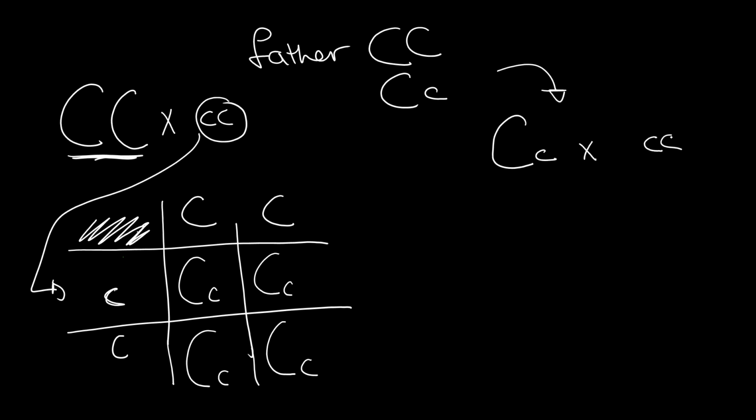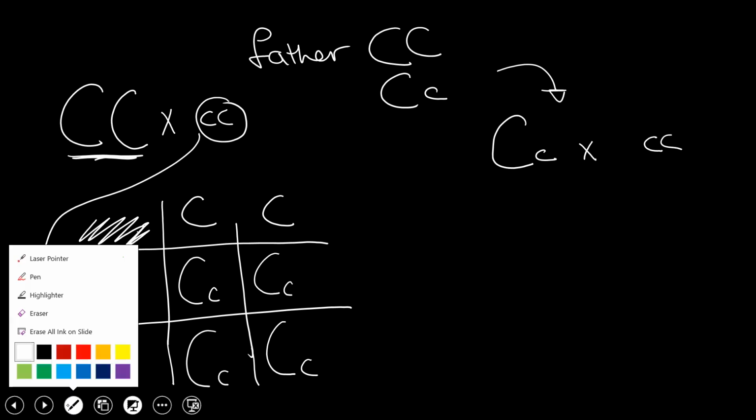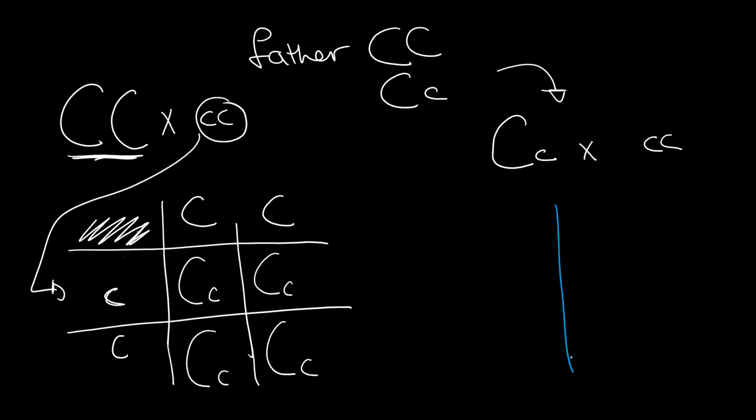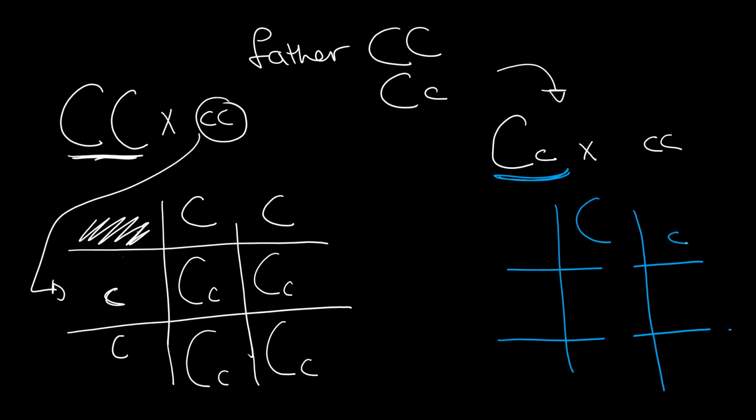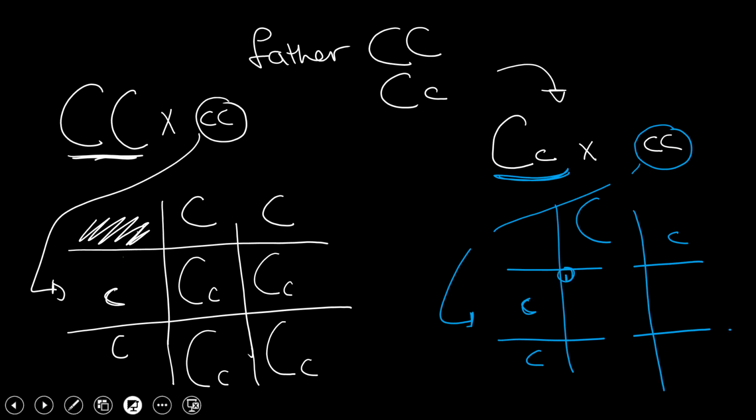Now, let's assume the other possibility, in which we have a heterozygous father crossed with a homozygous recessive mother. Let's do the Punnett square: two vertical lines, two horizontal lines. I'm going to take this gene and break it into the two alleles, C capital, C small. I will take this gene and break it into the two alleles, C small, C small. What's the genotype for the first child? Heterozygous, C capital, C small.